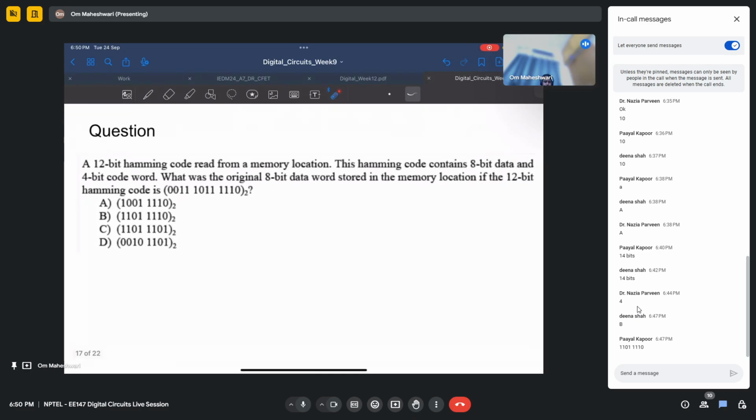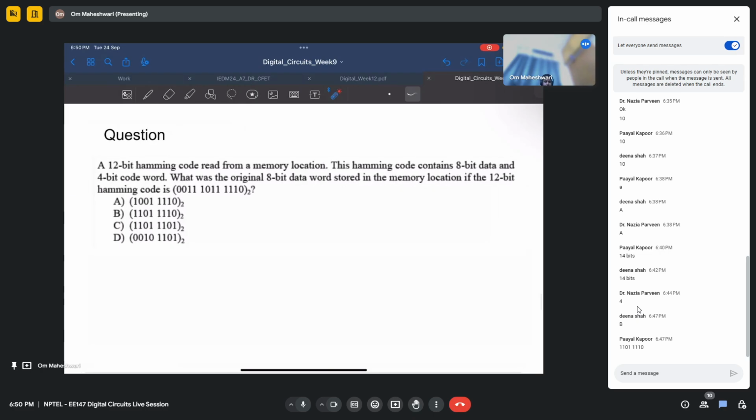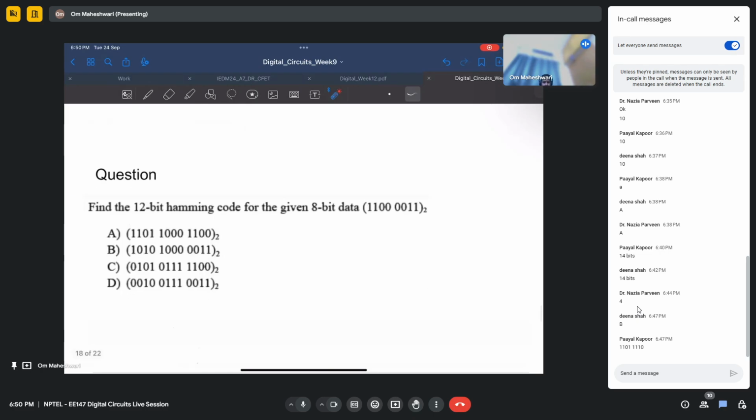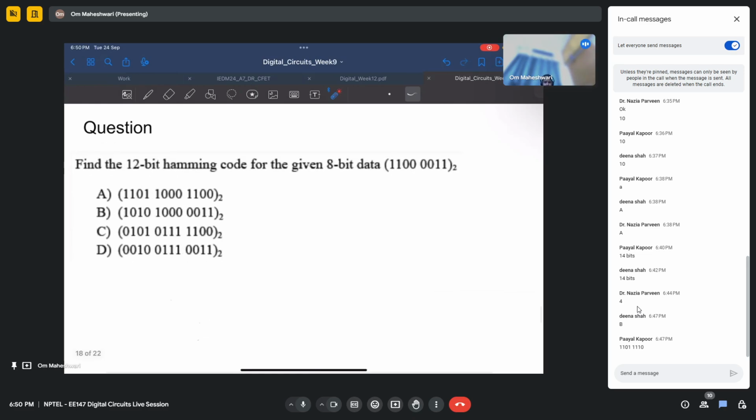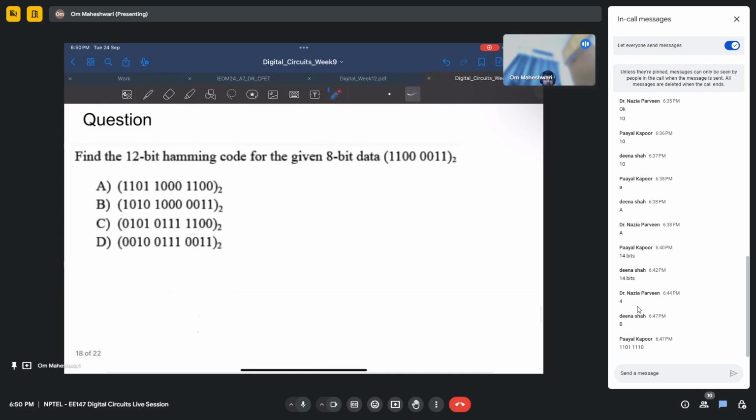Okay, so let's do one thing. This question is a bit complex. Let us first solve this one. This is a bit easier. I think most of you will be able to answer this one. So can you try this one first? Then we'll come to the previous one.